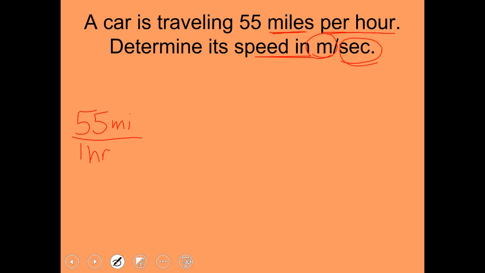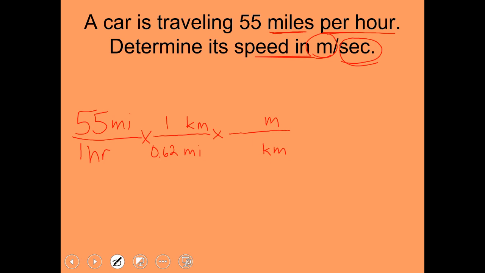What you want to do is you pick one label and work on that one first. For example, I can convert my miles to kilometers and then my kilometers to meters. If you look back on the conversion numbers that were given, we know that a kilometer is 0.62 miles.